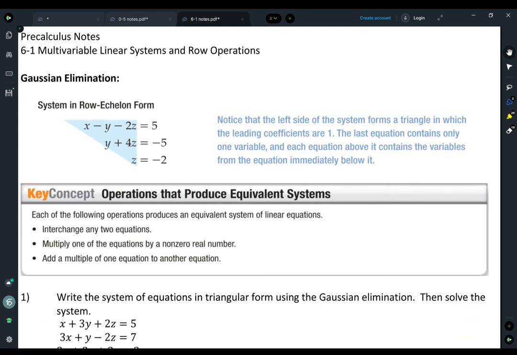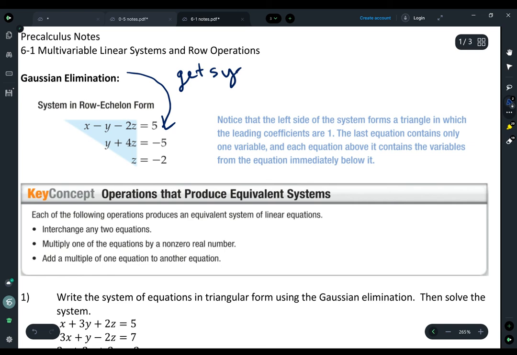There are different methods for solving systems of equations, and we're going to look at some of those today. So it's important to remember we're still just solving systems, and we're looking at primarily systems of three equations, but we're going to have some different tools to do that. So the first method is Gaussian elimination. Gaussian elimination is when we get our system in this form.